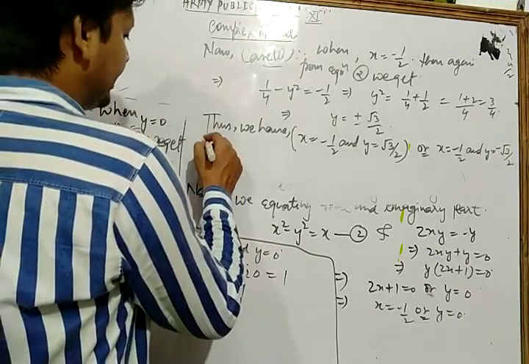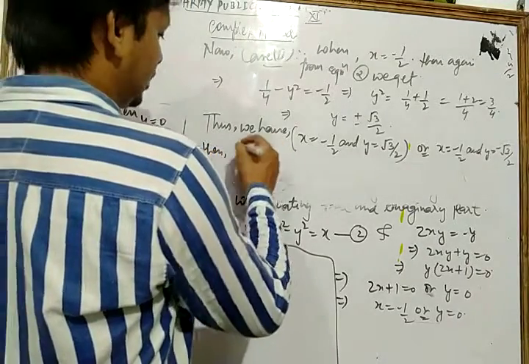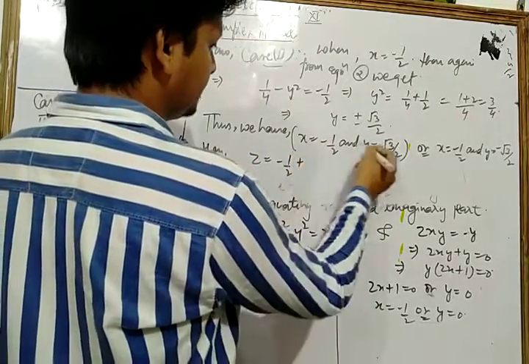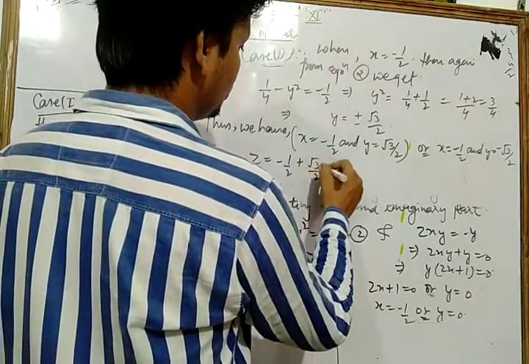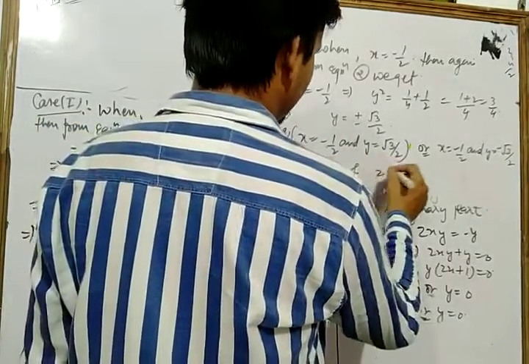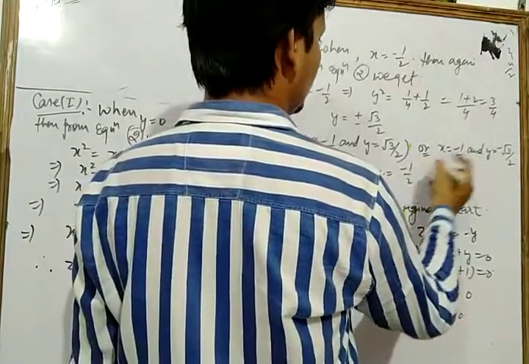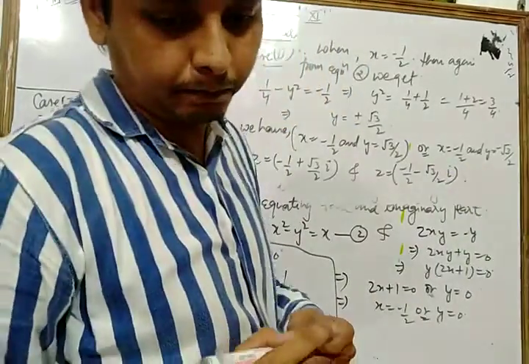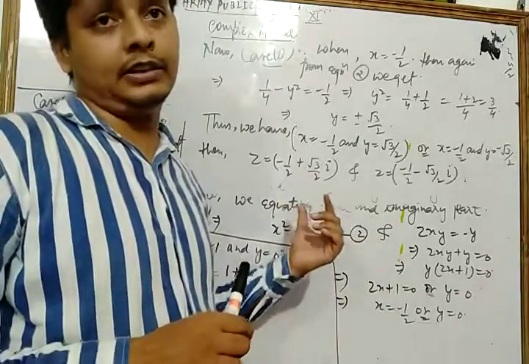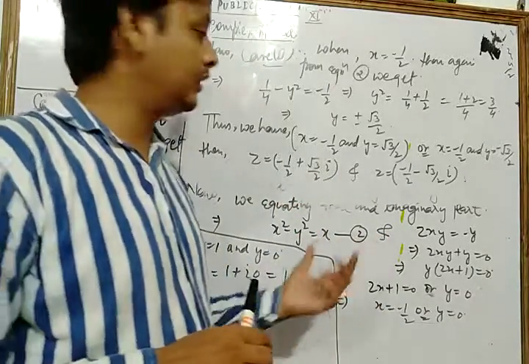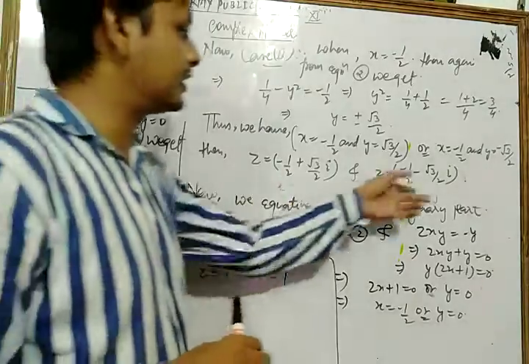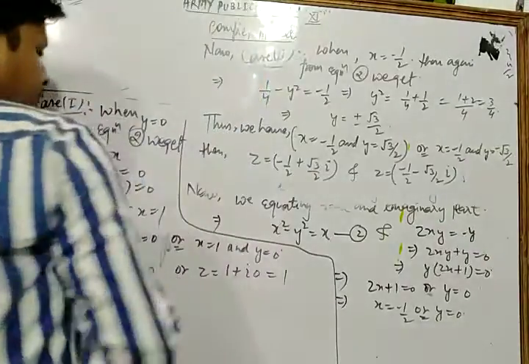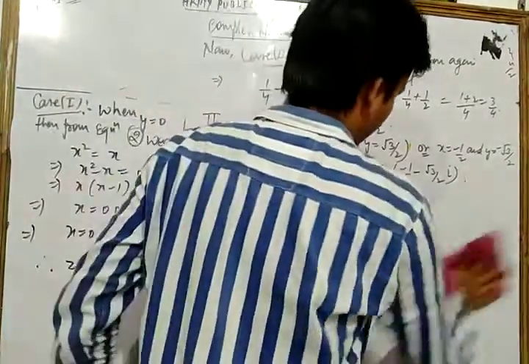Then dear student, its solution z is equal to x plus iy, that is minus 1 by 2 plus root 3 by 2 into i. That is one solution. And also z is equal to minus 1 by 2 minus root 3 by 2 into i. So dear students, hence there are 4 values of z which satisfy the given equation. Let's write it that way.